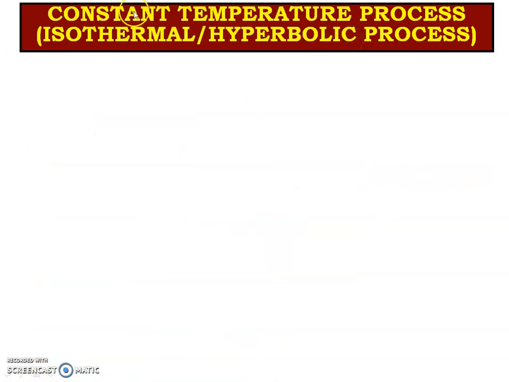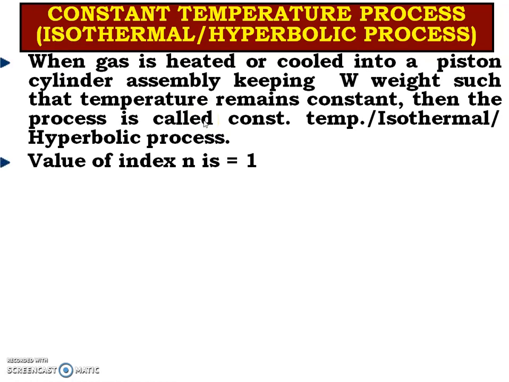Constant temperature process, isothermal process or hyperbolic process. When gas is heated or cooled in a piston cylinder assembly, keeping the weight in such a way that temperature remains constant, then the process is called constant temperature, isothermal or hyperbolic process. It means gas is heated in a piston cylinder assembly and weight is adjusted such that the temperature of the gas remains constant, and then that process is known as the constant temperature process.